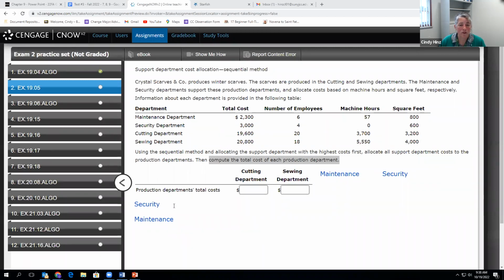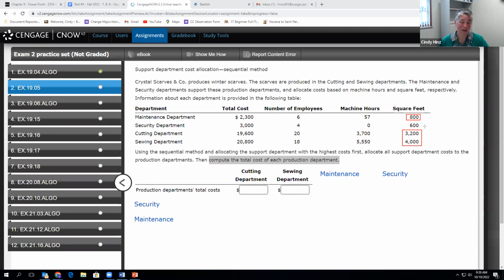Okay. So the first thing we're going to do is allocate the security department because it says to allocate the department with the highest cost first. And for the security department, we need to know how we're going to allocate those. Maintenance is going to be allocated based on machine hours, and security is going to be allocated based on square footage. So we're allocating security department first. It has the highest cost. We're going to be allocating it based on square footage. So these three that I'm boxing here in red, these are the three square footages that we're going to use.